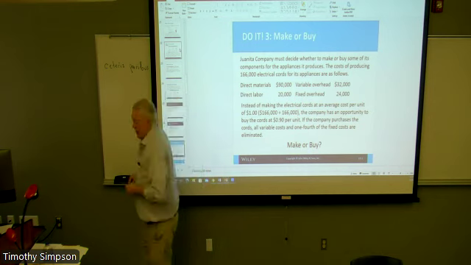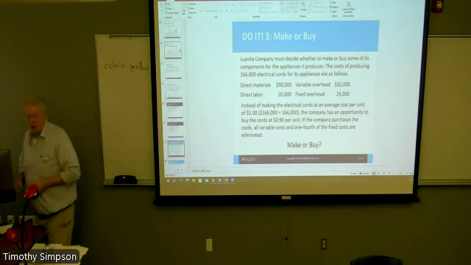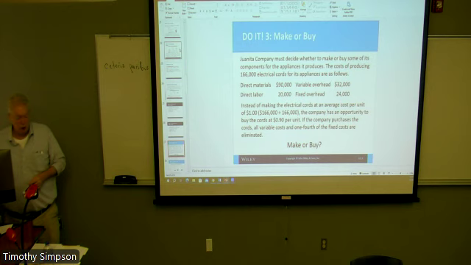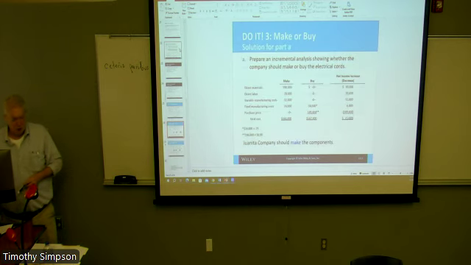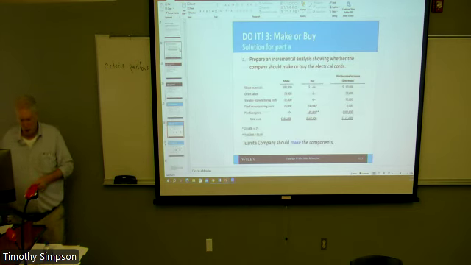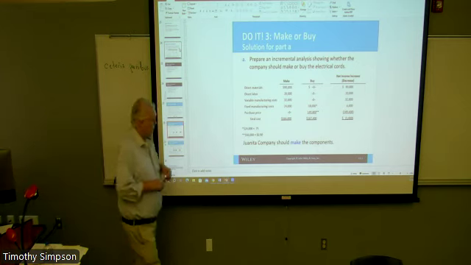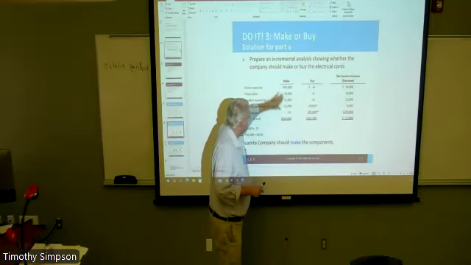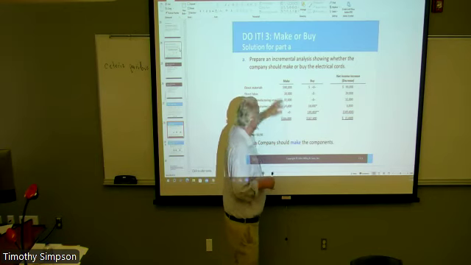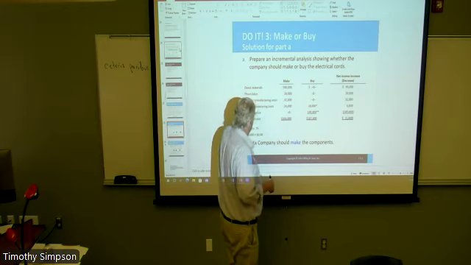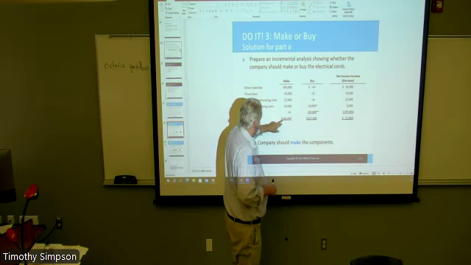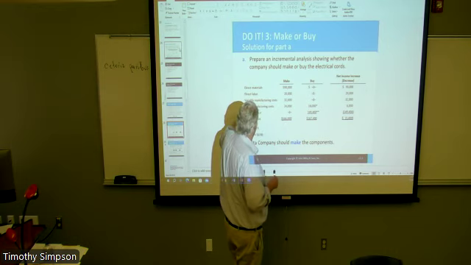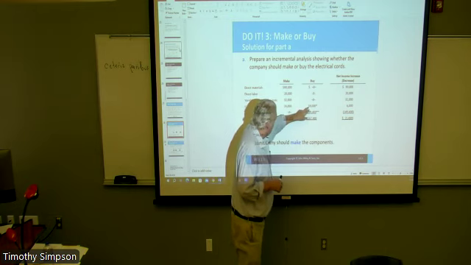Now, at first glance, it looks like the decision is easy. It costs us less per unit to buy them than it does to make them. But do we want to do it or not? And the answer is going to be maybe surprising. So all we're doing is transferring all the data from the previous slide to the make column, because that's the current condition. We incur these materials, labor, overhead, 166,000. But if we buy them, we are going to do what? We're still going to incur fixed manufacturing costs.